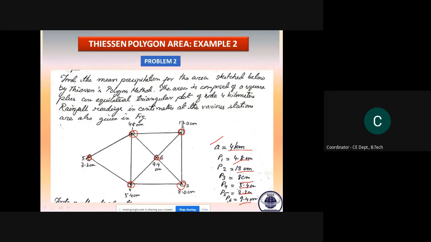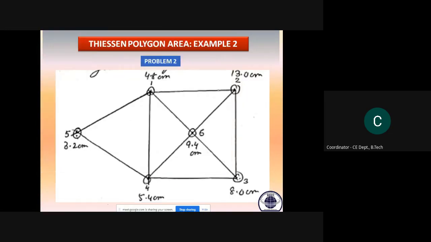So go step by step. Everybody note it down. Complete. Draw this diagram, then give the values. Put the values. First, P1, 1 is this corner. This is your 2, this is your 3, this is your 4, this is your 5, and the middle portion is the 6. Now let us go to the diagram.